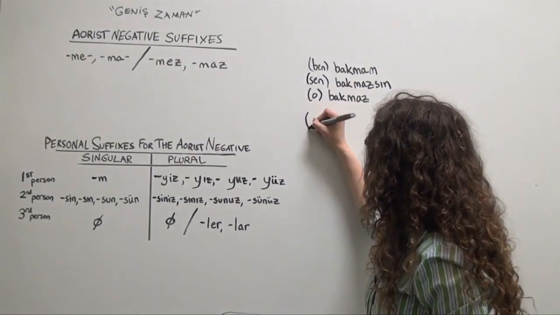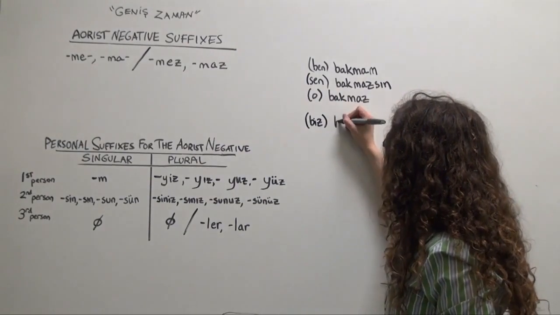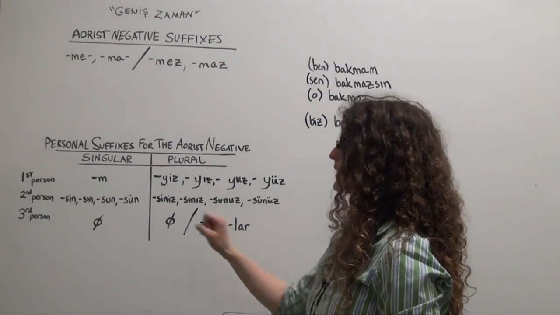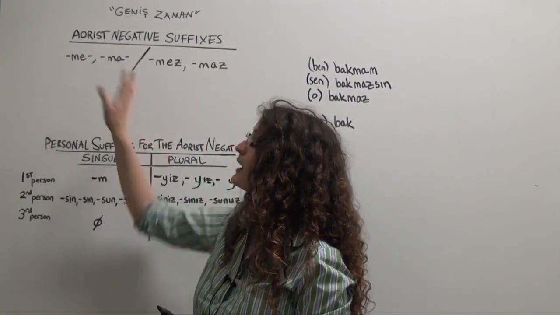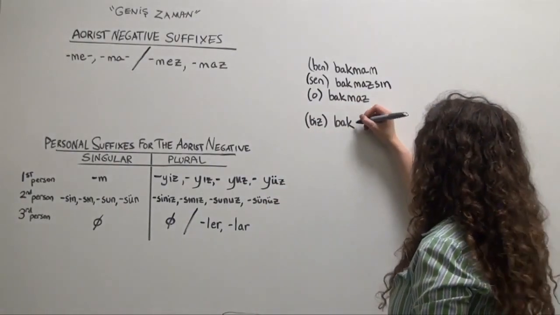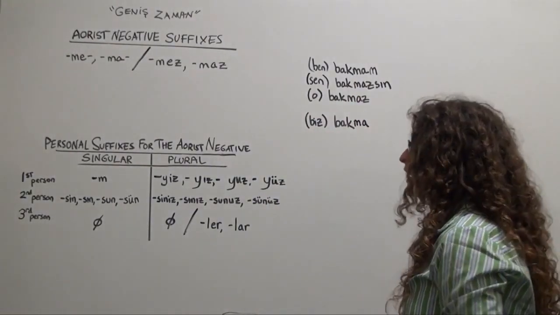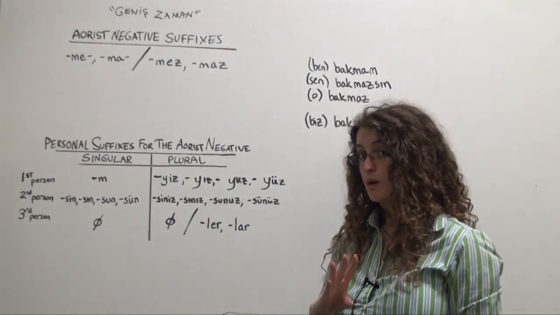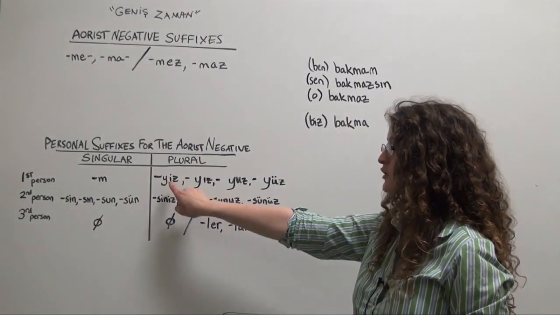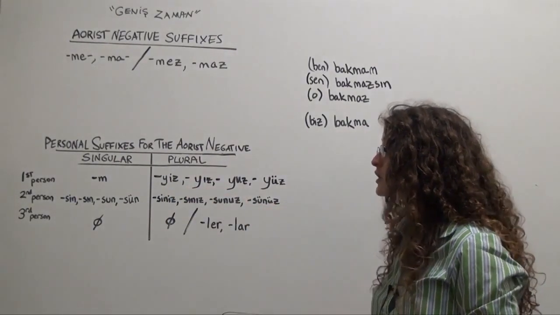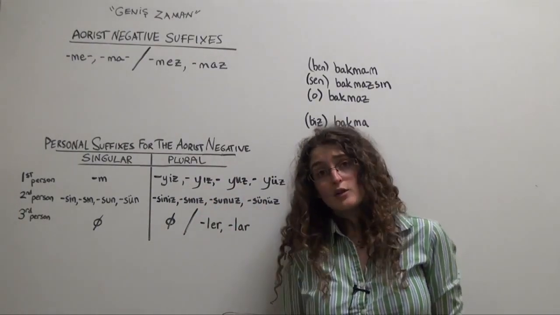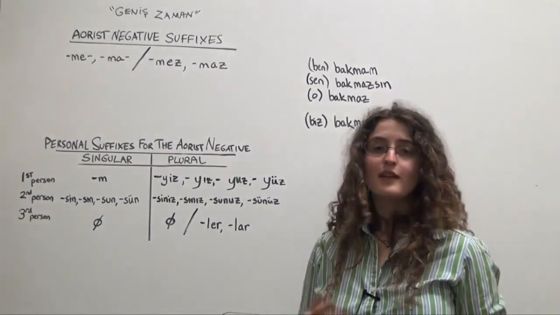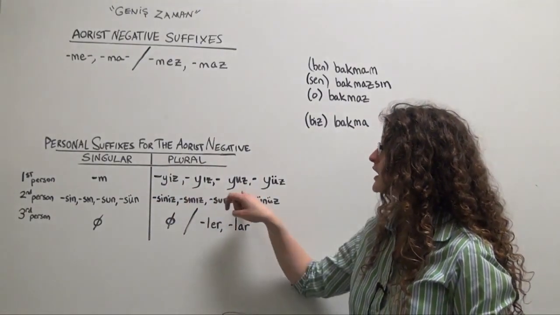Moving on to the plural, biz, we, bak. Now, this is first person. So for I or for we, we're going to stick with our familiar me or ma negative suffixes. So biz, bak, ma, and now we'll simply add the appropriate form of the first person plural suffix according to the rules of four-way vowel harmony. And again, effectively, it's either going to be yiz or yüz. Notice that the personal suffixes for the aorist and the negative are basically the same as the personal suffixes that you've encountered in the aorist in the affirmative. The only real difference is that we have this buffer y.